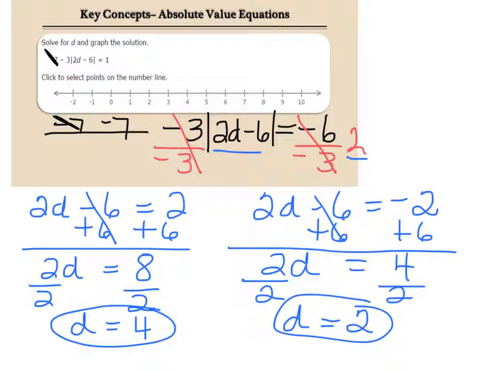Now you can plug those right into the original equation. 2 times 4 is 8. 8 minus 6 is 2. 2 times 3 is 6. 7 minus 6 is 1. So that side's right. On this side, 2 times 2 is 4. 4 minus 6 is negative 2. The absolute value of negative 2 is 2. 2 times 3 is 6. 7 minus 6 is also 1. So those are the right numbers. So I'm going to come back up here and plot these points on the line. So d is 4, and d is also 2.